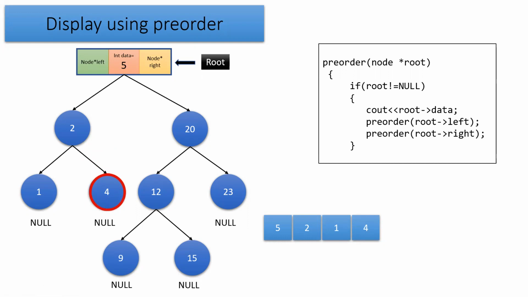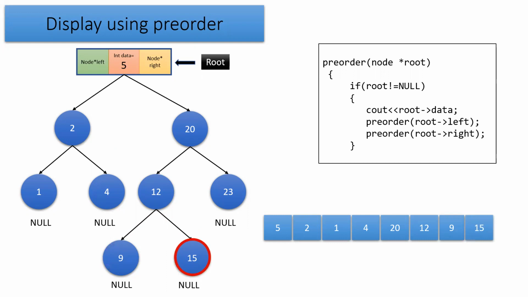Then as the 4 does not contain any left or right child, it will again go back and go to the 20. As the 5's right child is the 20, it will display the 20. For the 20 now, 12 is the left child, so it will display it. For the 12, 9 and 15 are the two child nodes. So first it will visit the 9. After the 9, as no further child is there, it will go back to the 12 and go to the 15 for the right child.